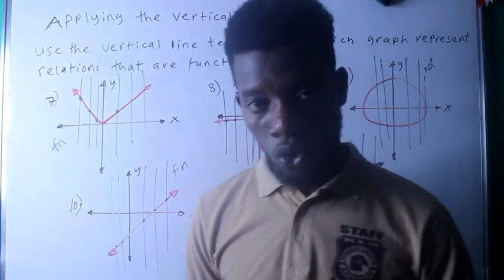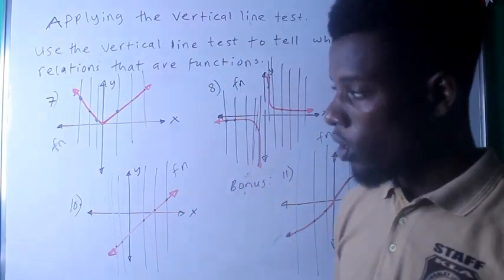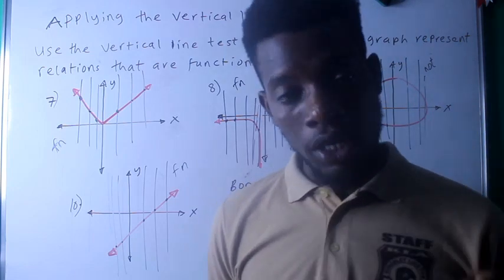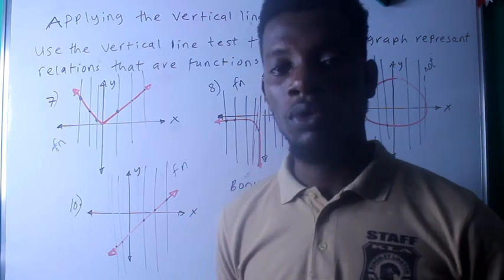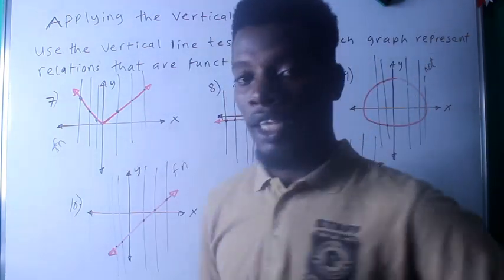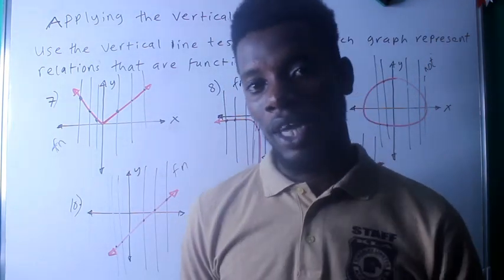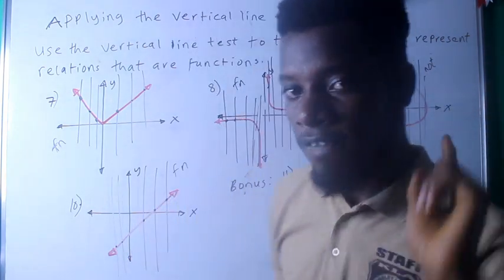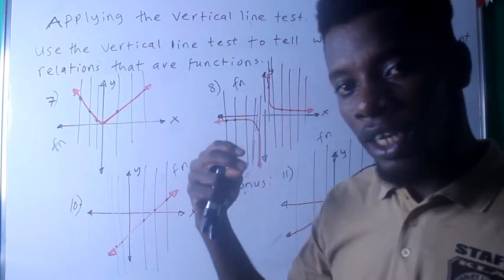Now that you know how to tell whether a graph represents the graph of a function, it is now a good time to introduce to you how we determine whether a function is a one-to-one function or not by using the horizontal line test. Very good. So stick around and let's get it.